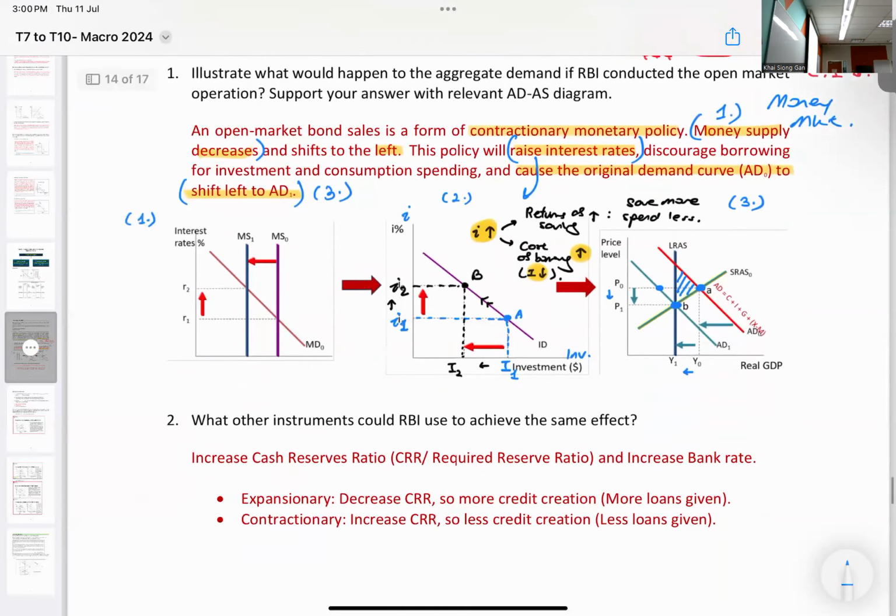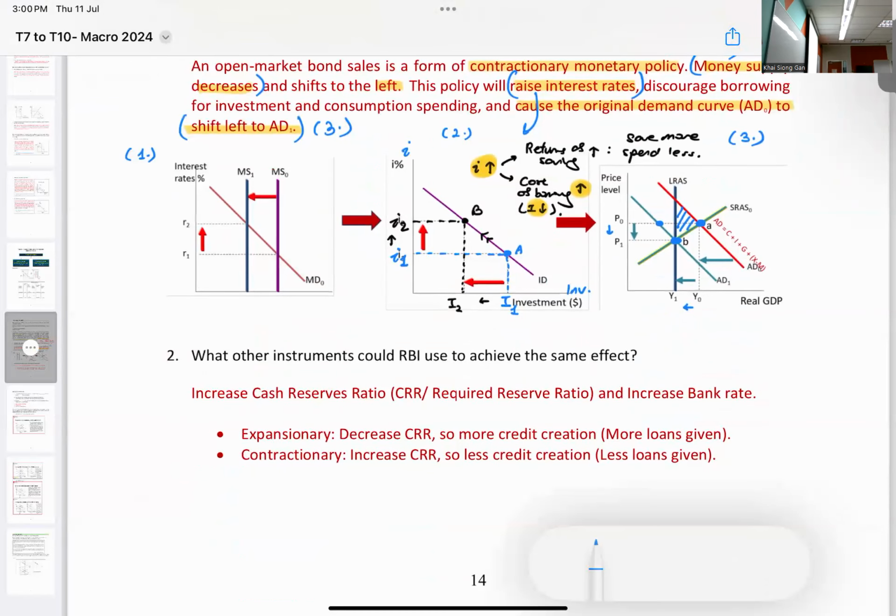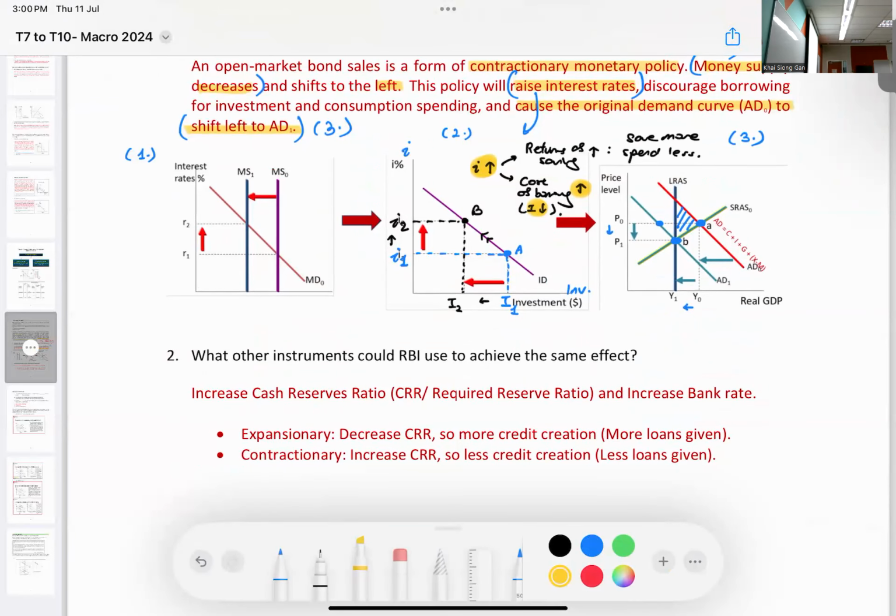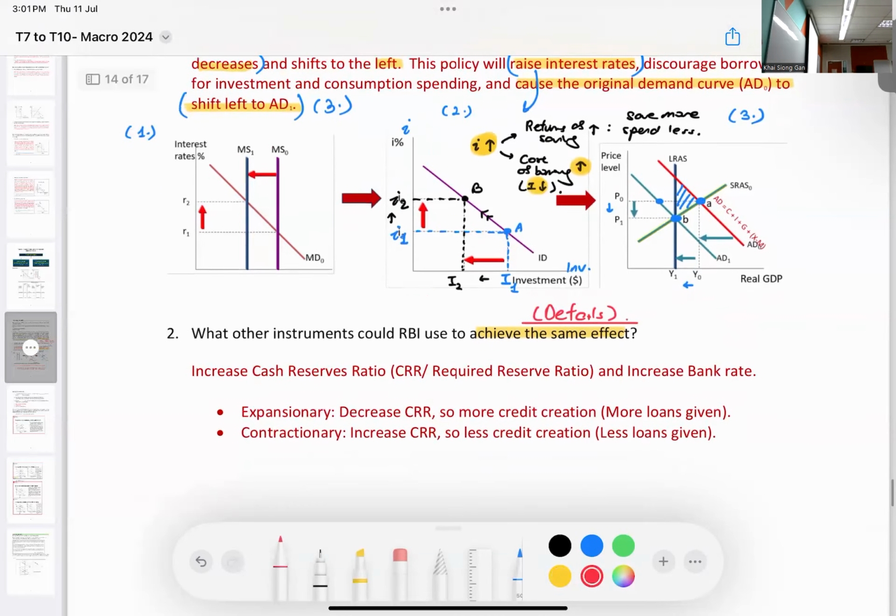Okay, now next question. What other instrument could the RBI, the central bank of India, use to achieve the same effect? This is the details. Luckily, we got the mind map. Luckily, we got the record as well. You can just refer to the mind map, you got the answers already. What other instrument can they use to achieve that?